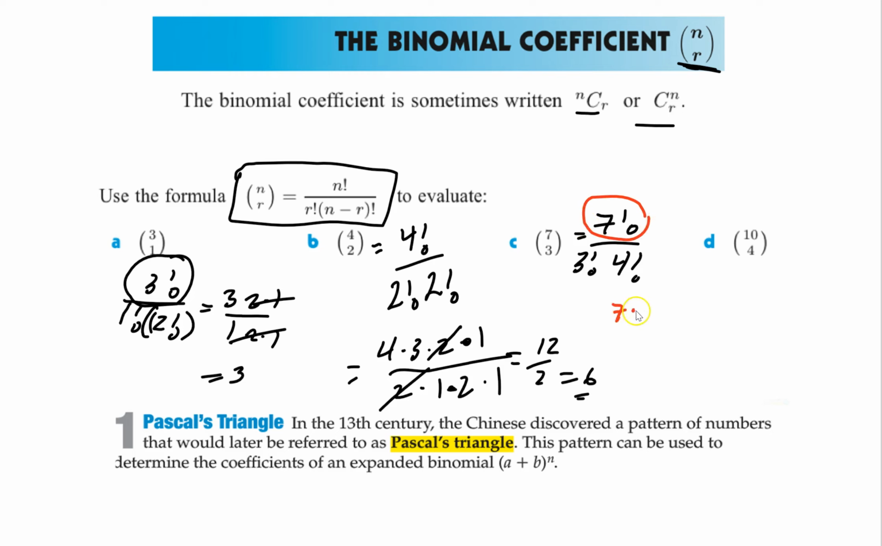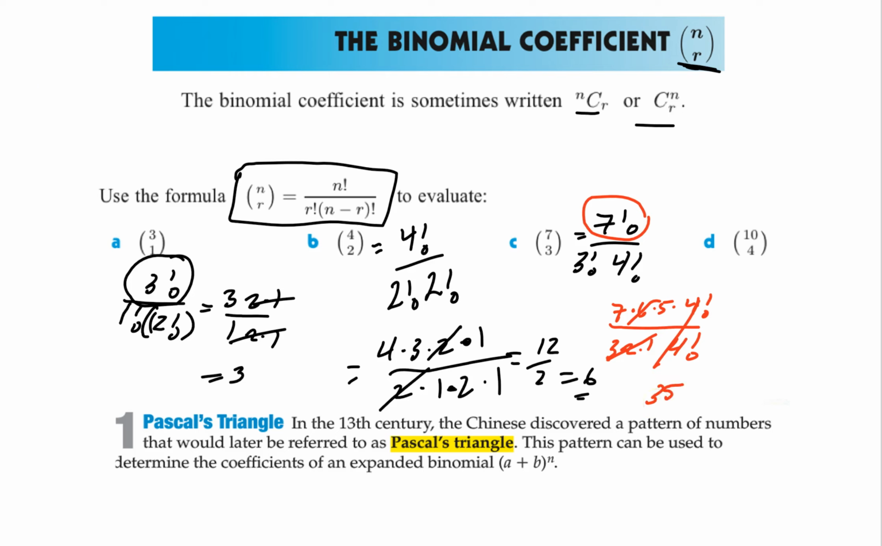So 7 times 6 times 5 times 4 factorial. I'm going to stop there because I know that's going to cancel with the 4 factorial on the bottom. This one I can write out as 3 times 2 times 1. So these cancel. If you notice, 3 times 2 times 1 is 6. That cancels out the 6 there. And all I get is 7 times 5, which is 35.